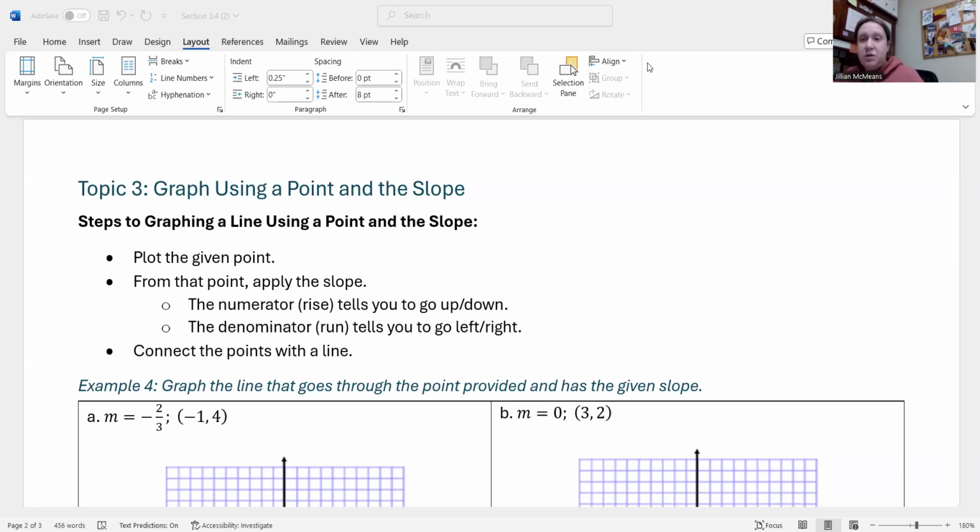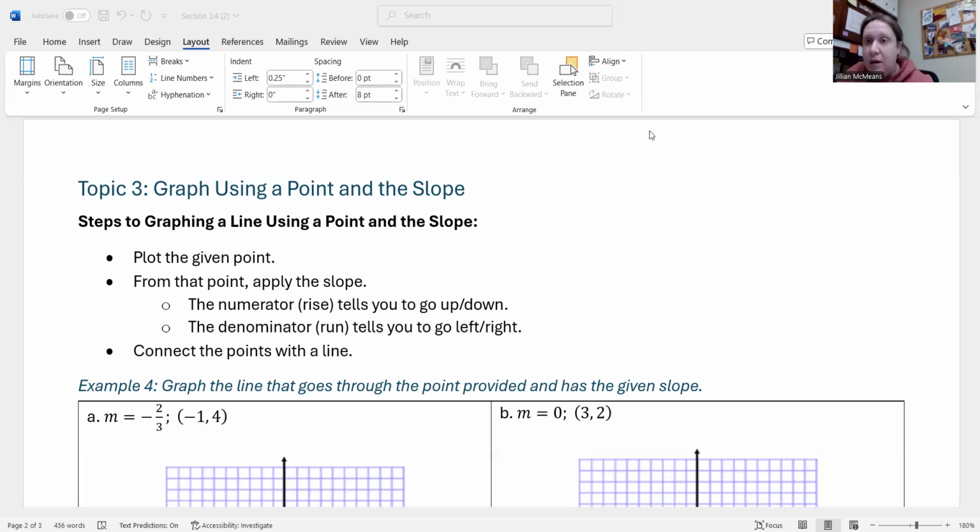So what we have to do is plot a given point. So we have to know a point on the line. We would plot that first, and then from that point, you apply the slope. So remember, the numerator, the rise of the slope, tells us to go up or down. The denominator, or the run of the slope, tells us to go left or right. So you plot your point. From that point, apply the slope at least once, and then you've got 2 points on a line, which is the minimum you need. Connect, and you've got a line, okay?